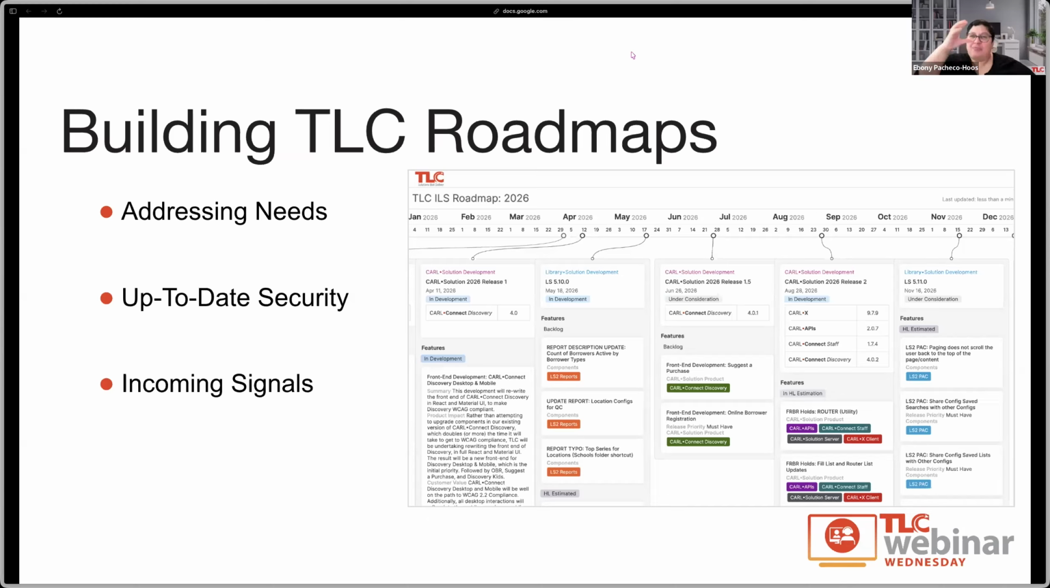And then the third kind of bucket of data here is actually a bucket of multiple things. And that is our incoming signals. So we get a lot of incoming data from various places here. And we in the product team have to kind of take a look at all of those incoming signals and rate them, prioritize them based on what we are hearing, seeing throughout everything. So I'm going to just talk a little bit about those incoming signals.